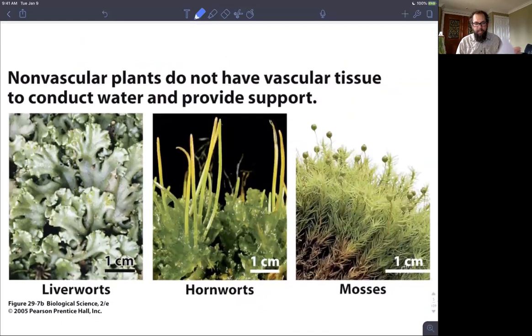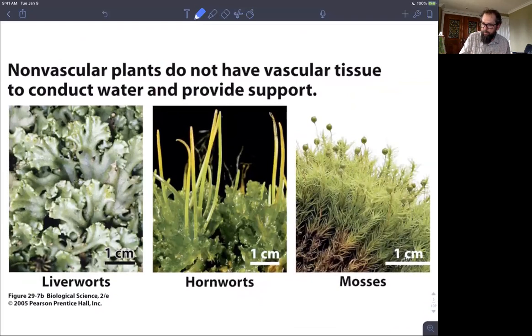When we talk about land plants, we're going to talk about two major groups. One of these is the non-vascular plants. Non-vascular are things that don't have vascular tissue. It includes liverworts and hornworts. You're probably not as familiar with those two groups, but this also includes the mosses. Mosses, I think most people are familiar with.